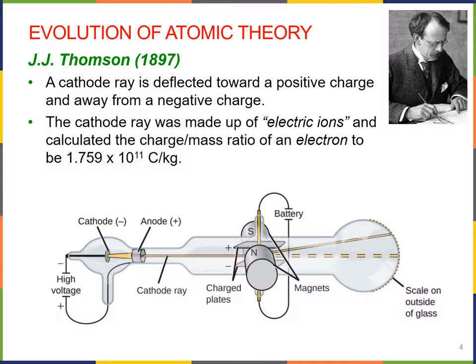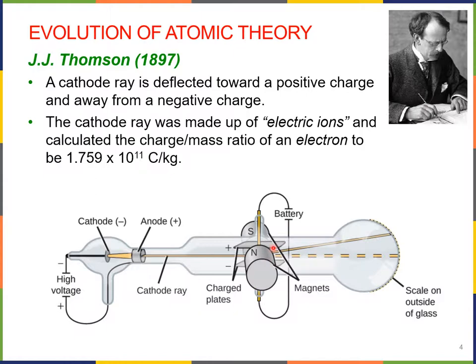The first experiment that we're going to look at is the cathode ray experiment by J.J. Thompson, which was done in 1897. A cathode ray is made up of what Thompson called electric ions, the identity of which we now know to be the electron. And so a device was used to generate a beam of these electric ions or electrons within a vacuum tube.